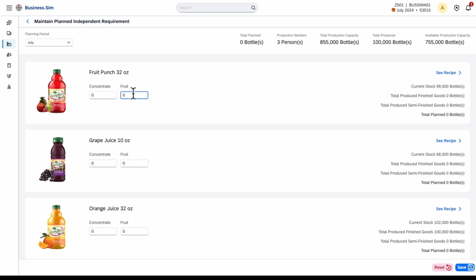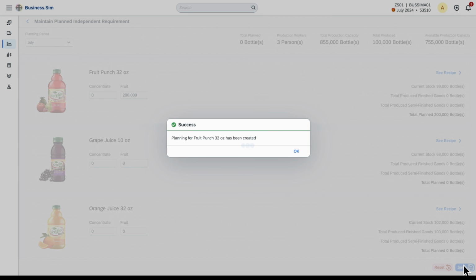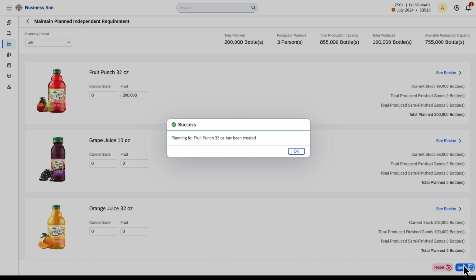Here, I will produce fruit punch 32 O's. We fill in the fruit column. For example, I will enter 200,000. The total plan will automatically adjust according to the quantity we input. After that, we click Save at the bottom right. A pop-up will appear indicating that our planning was successful.